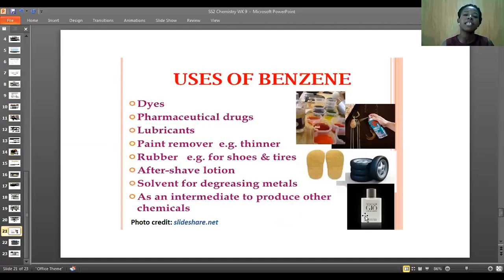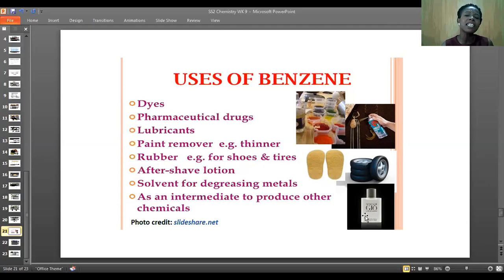Now, uses of benzene. Benzene is mainly used as an organic solvent. You can use it in the production of dyes, pharmaceutical drugs, and lubricants, because they have cleaning properties. It can be used in paint remover, e.g. thinner. Rubber is used. It can also be used in making polymers, substances used for producing shoes and tires, and aftershave lotion. And I told you that it's a very good solvent.